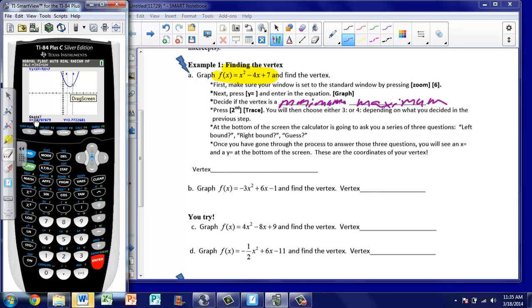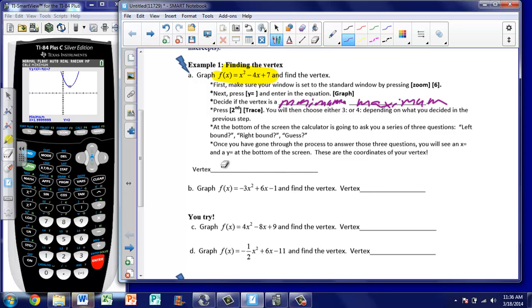And then the last question, the calculator asks if you wanted to guess the answer. Well, of course we do. So we hit enter again. Once you have gone through the process to answer those 3 questions, you will see an x equals and a y equals at the bottom of your screen. These are the coordinates of your vertex. Because of the way the pixels are on the calculator, 1.9999999, we'd really call that 2, 3. So that means that the vertex of this parabola is the point 2, 3.